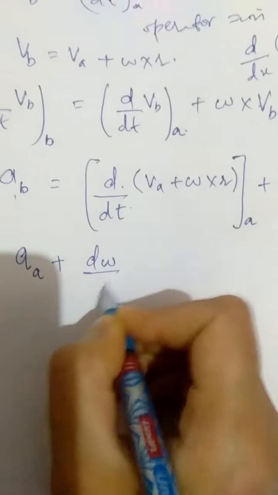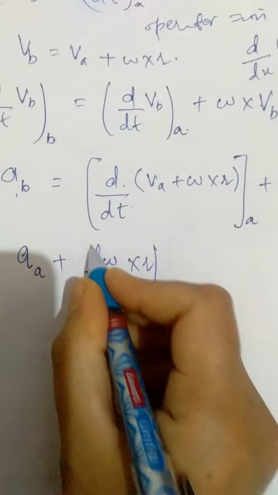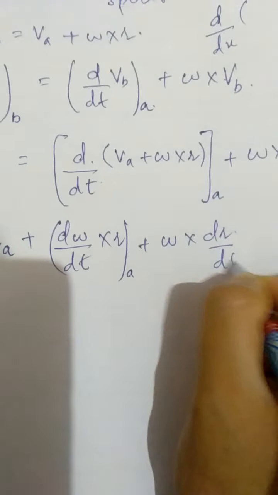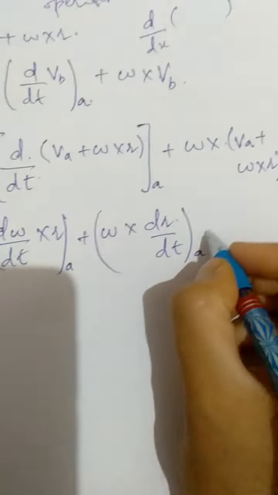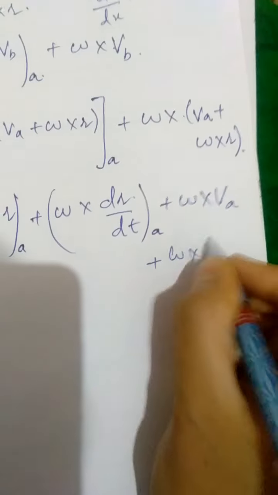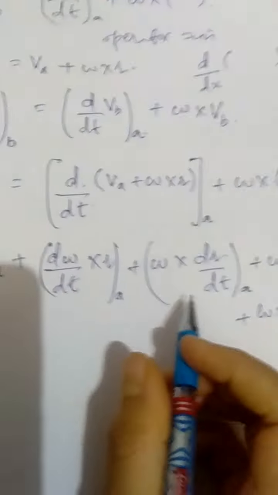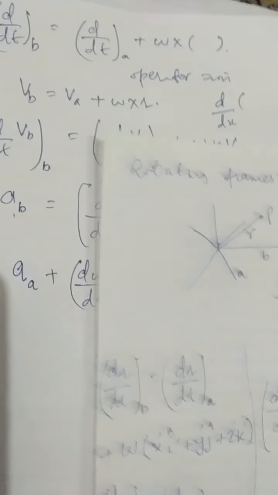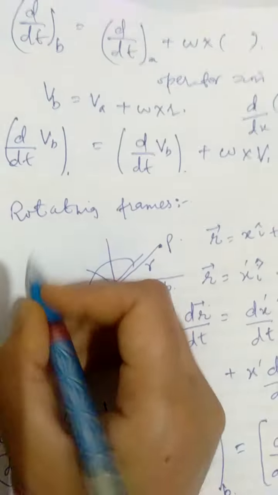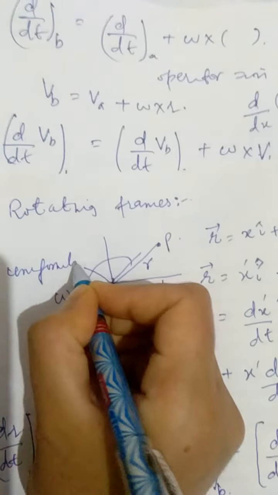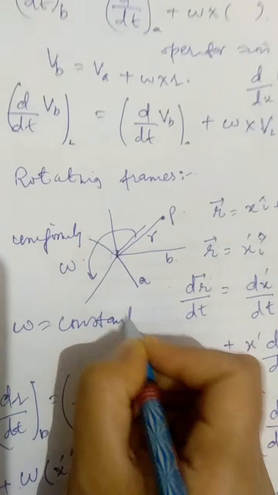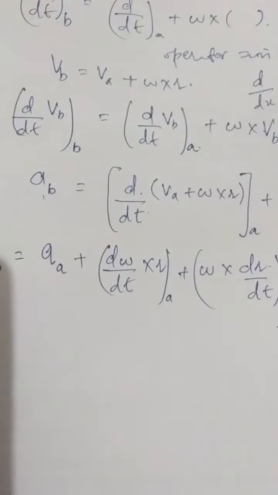So this is d omega by dt cross R in the frame of reference A, plus omega cross dr by dt in the frame of reference A, plus this will be omega cross VA plus omega cross R, right? Remember, omega in this case is the angular velocity with which this non-inertial frame is rotating. And we say that this is a uniformly rotating frame. Uniformly rotating, right? So omega is constant, just the way it is constant in case of Earth's rotation, right?